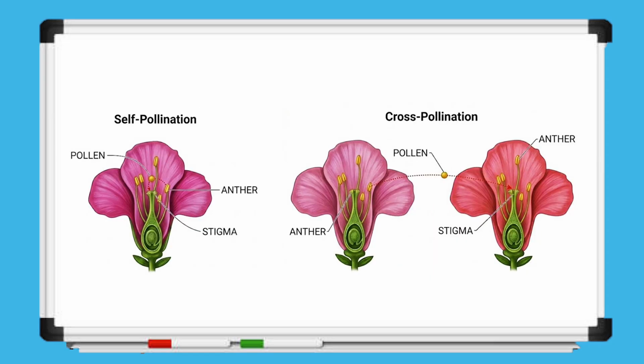So, self-pollination and cross-pollination are both important processes in plant reproduction. They help plants produce seeds and ensure the continuation of plant species.